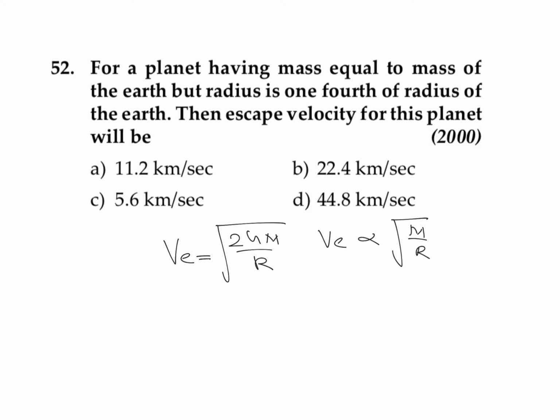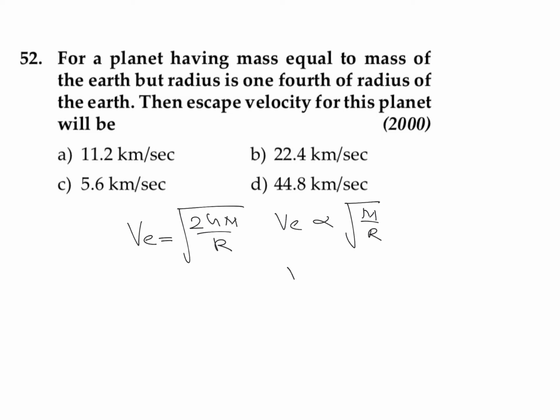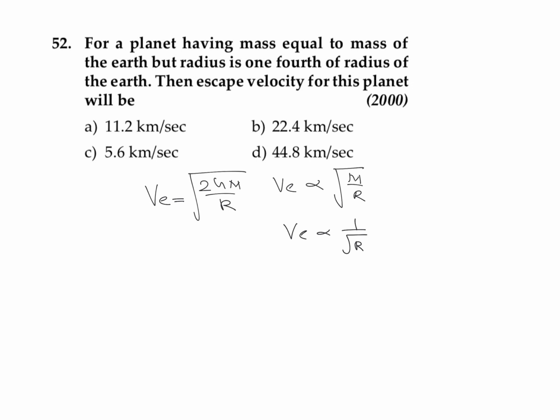Now for a planet having mass equal to the mass of Earth, but radius 1/4 of the radius of Earth, the parameter which is changing is only the radius. So we can write escape velocity is inversely proportional to root of radius. So we can write escape velocity on that planet divided by escape velocity of Earth is equal to under root of radius of Earth divided by radius of planet.